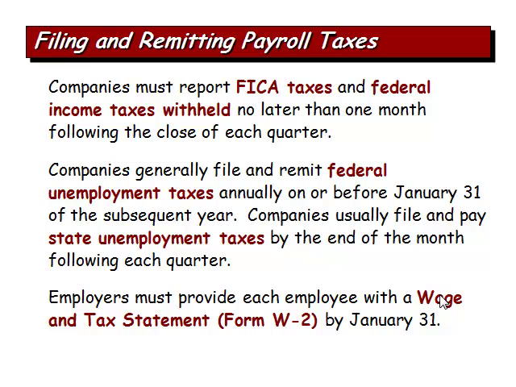Companies generally file and remit federal unemployment taxes annually on or before January 31st of the subsequent year. When I say generally file, that's an annual tax return, and then they remit anything that they owe. Companies usually file and pay state unemployment taxes by the end of the month following each quarter. Employers must provide each employee with a wage and tax statement, Form W-2, by January 31st. That's so the employees can file their tax return.